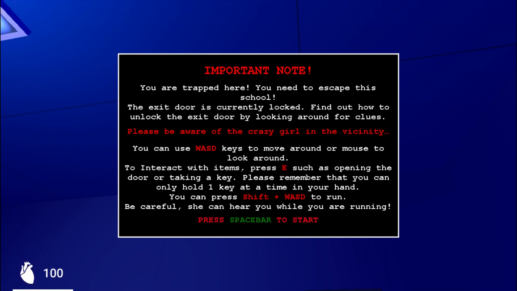You are trapped here. You need to escape this school. The exit door is currently locked. Find out how to unlock the exit door by looking around for clues. Please be aware of the crazy girl in the vicinity. You can use WASD keys to move around or mouse to look around. To interact with items, press E, such as opening the door or taking a key. Please remember that you can only hold one key at a time in your hand. You can hold shift. Okay. She can hear you while you're running. Cool.